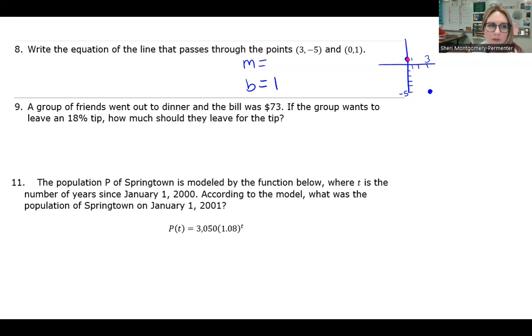For my slope, I need to figure out how far up, down and over that I go. So it looks like I go down and then over. I go down 6 and then over 3. So my slope is down 6 over 3. Does that reduce? Yeah, so it's -2. So my equation: y equals negative 2x plus 1.